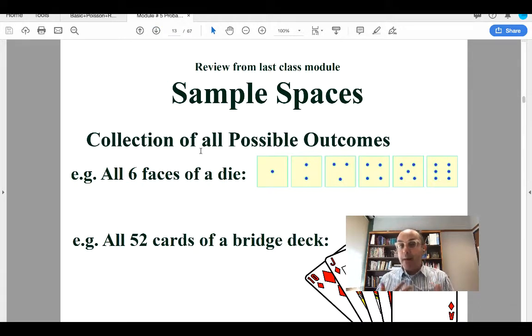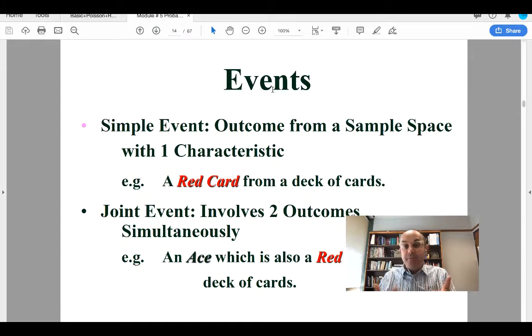Next, the sample space. It is the collection of all possible outcomes. For example, all 6 faces of a die or all 52 cards in a bridge deck. So this is what we are talking about with sample space. This is where we lay out the foundation of our count.